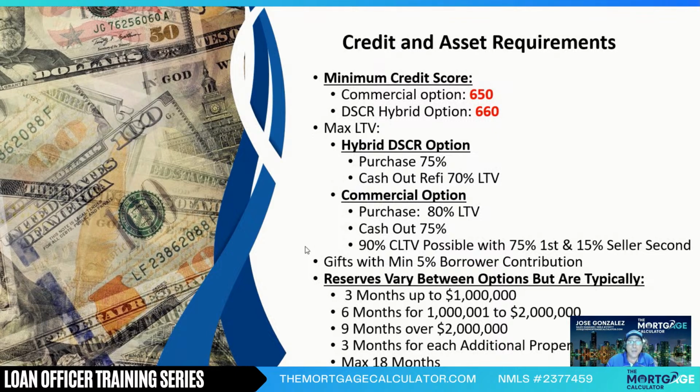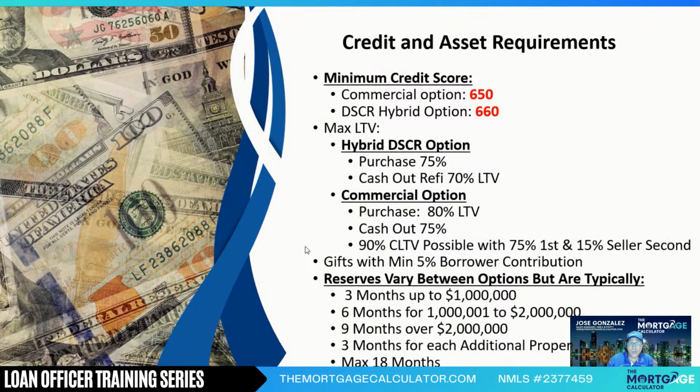Gifts with a minimum 5% borrower contribution are possible. So now the gift cannot be used to meet the reserve requirement. So if your down payment is 25%, you can have a 20% gift and 5% down payment from the borrower, and the borrower also has to have assets that can be verified to meet the reserve requirements.